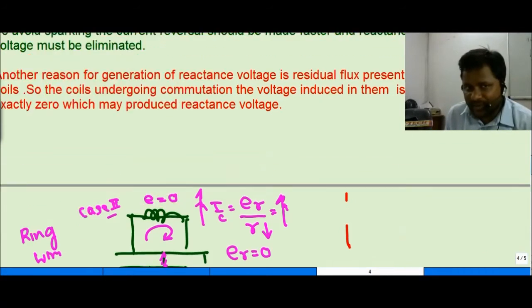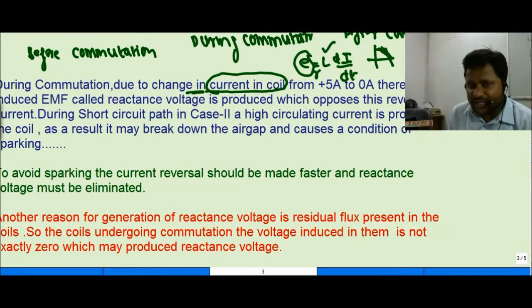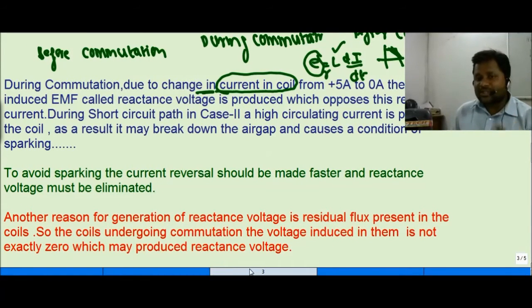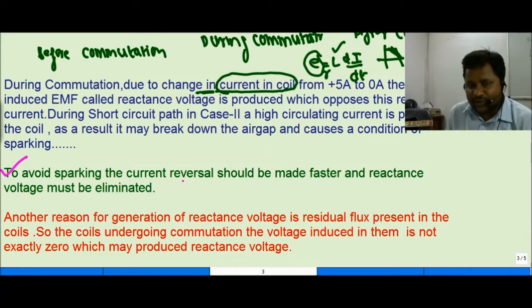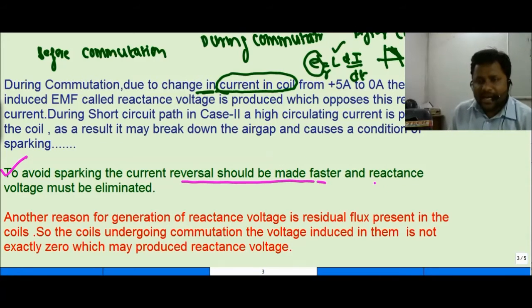This is the one reason we have understood: an induced voltage is there because of the change in current in the coil. So we can say that to avoid sparking, the current reversal should be made faster. We have to reverse this current faster, and we have to eliminate this reactance voltage ER.